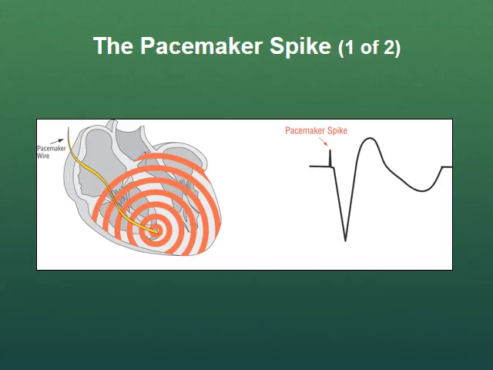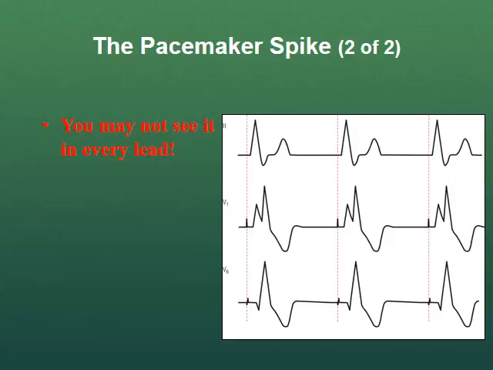So the pacemaker spike is fairly distinguishable on our ECG. They generally stand out because they don't have the look of a normal part of a heart rate. They're usually straight up and down. They usually have a very small deflection on an EKG. Pacemaker spikes may not be seen in every lead. The best lead to look for pacemaker spikes is V4 in a 12-lead EKG.